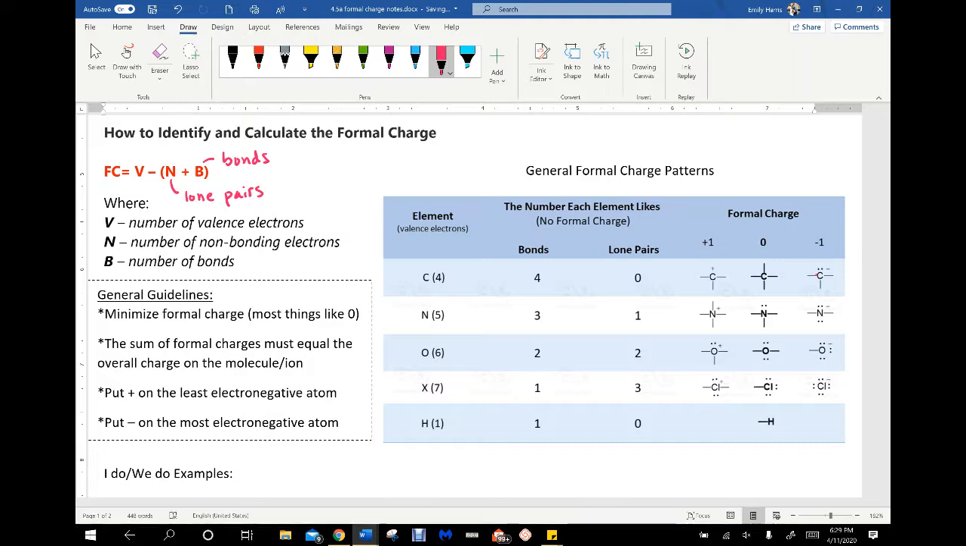So typically carbon with 4 bonds is neutral. Nitrogen likes to have 3 bonds and 1 lone pair to be neutral. For oxygen, typically 2 lone pairs and 2 bonds is neutral, while 1 bond and 3 lone pairs is a negative formal charge. That'll be common. And then chlorine prefers to have 1 bond and 3 lone pairs, and that goes for the other halogens as well, group 17. And hydrogen, to be neutral, likes to have just 1 bond.